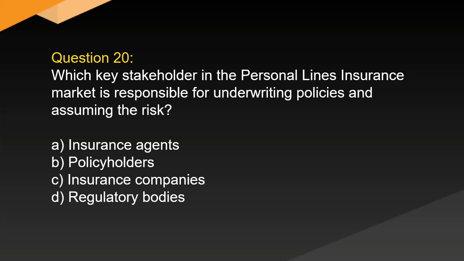Question 20. Which key stakeholder in the personal lines insurance market is responsible for underwriting policies and assuming the risk? A. Insurance agents. B. Policyholders. C. Insurance companies. D. Regulatory bodies.